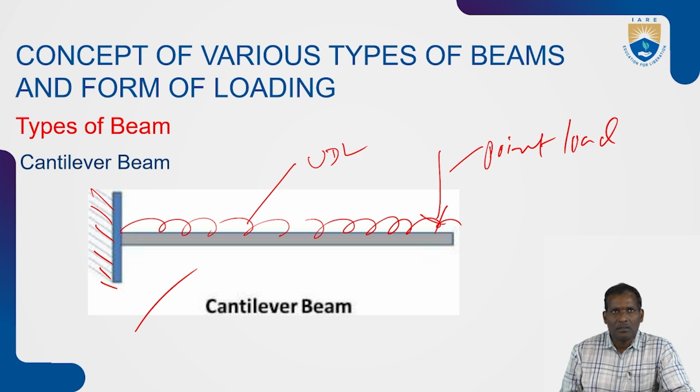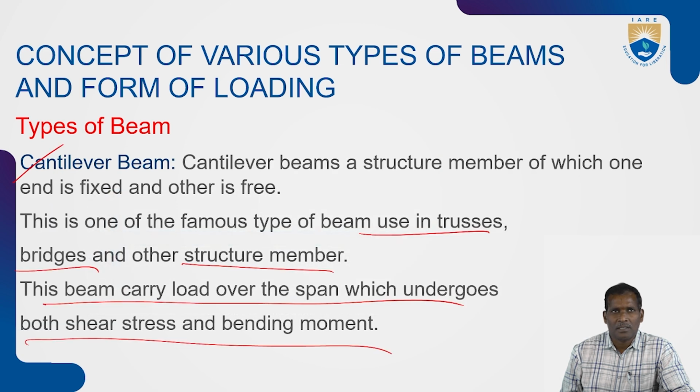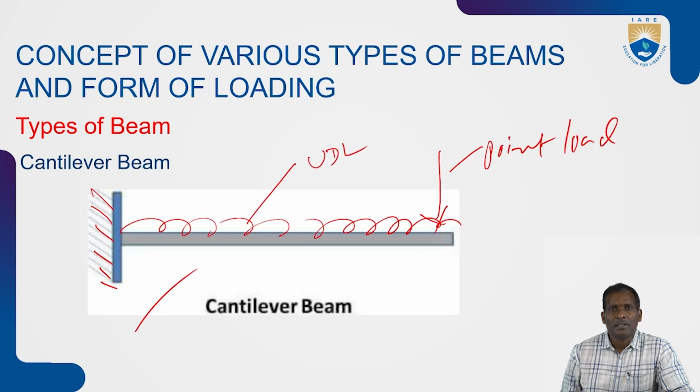So as per the construction details, one end is fixed, other end is free. So mostly these types of beams are used in trusses and bridges.